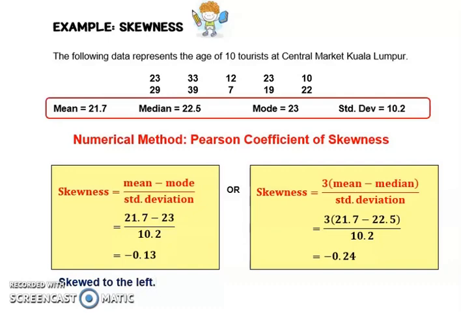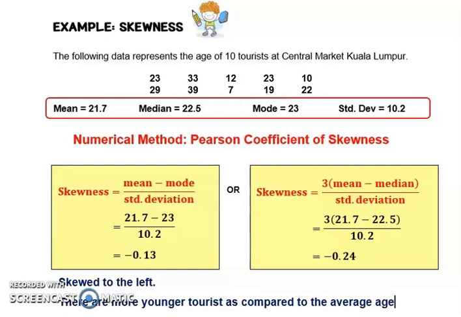So what does it mean, skewed to the left or negatively skewed? Again, look at the data here, which is about age. We can say that there are more younger tourists as compared to the average age. Okay, there are more younger tourists as compared to the average age. So that is what is meant by skewed to the left.